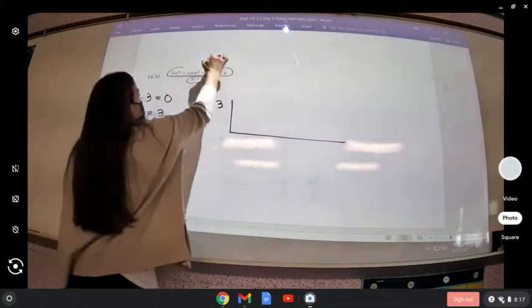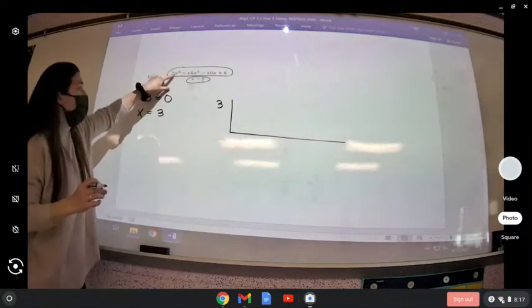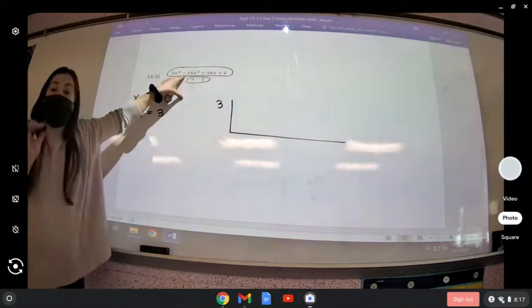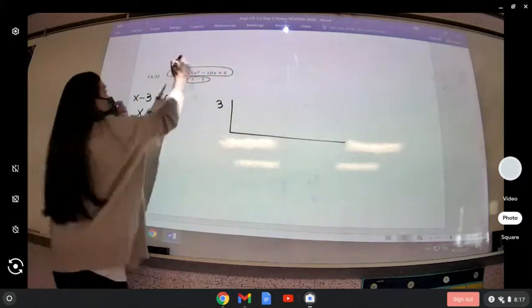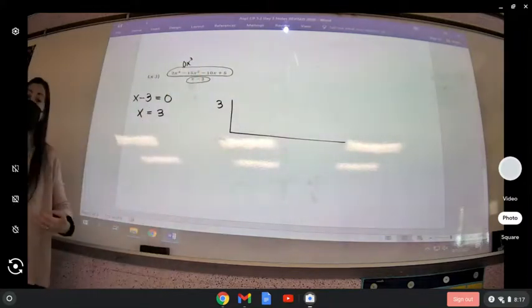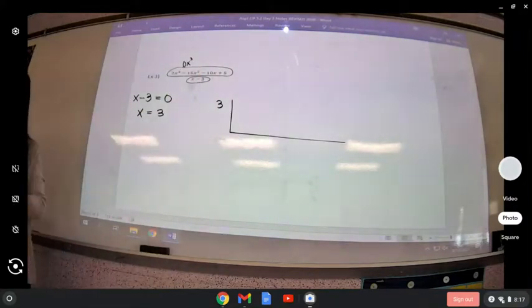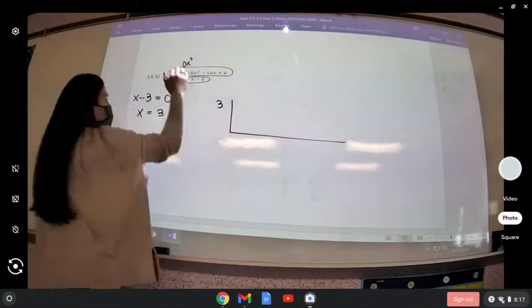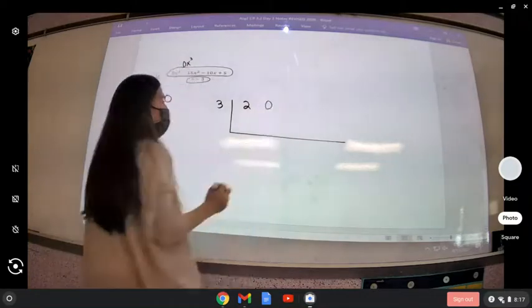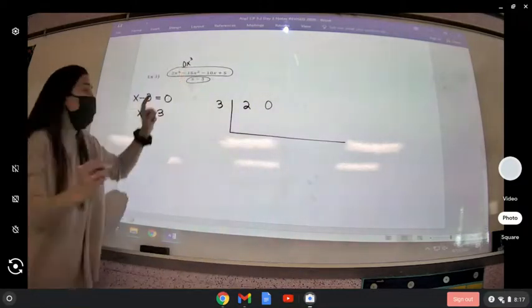But guys, notice, this goes from an x to the fourth to an x squared to a just x to a just number. It's missing those x to the thirds. So we're still going to have to fill in the 0 to placehold. So when you bring your coefficients down, you're going to bring down a 0. All right, so I got a 2. Then I have a 0 as my next coefficient. Then I have a negative 15.